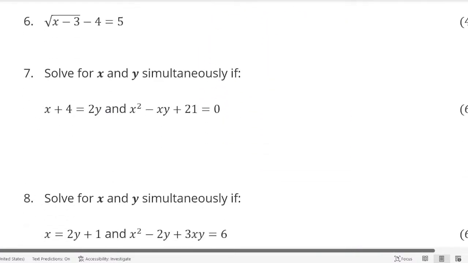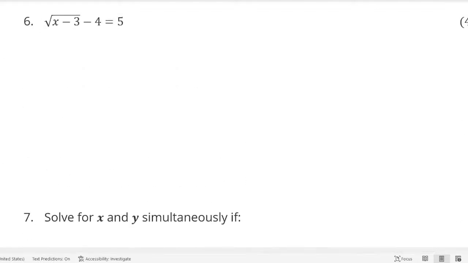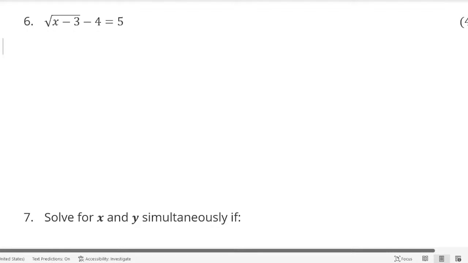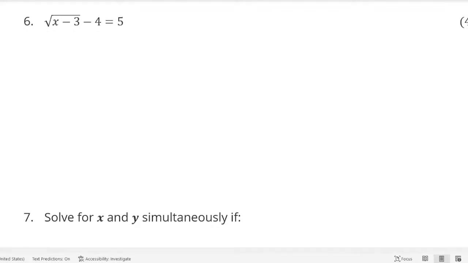So here again we have a square root sign, and then we have these terms. I hope you are still following.